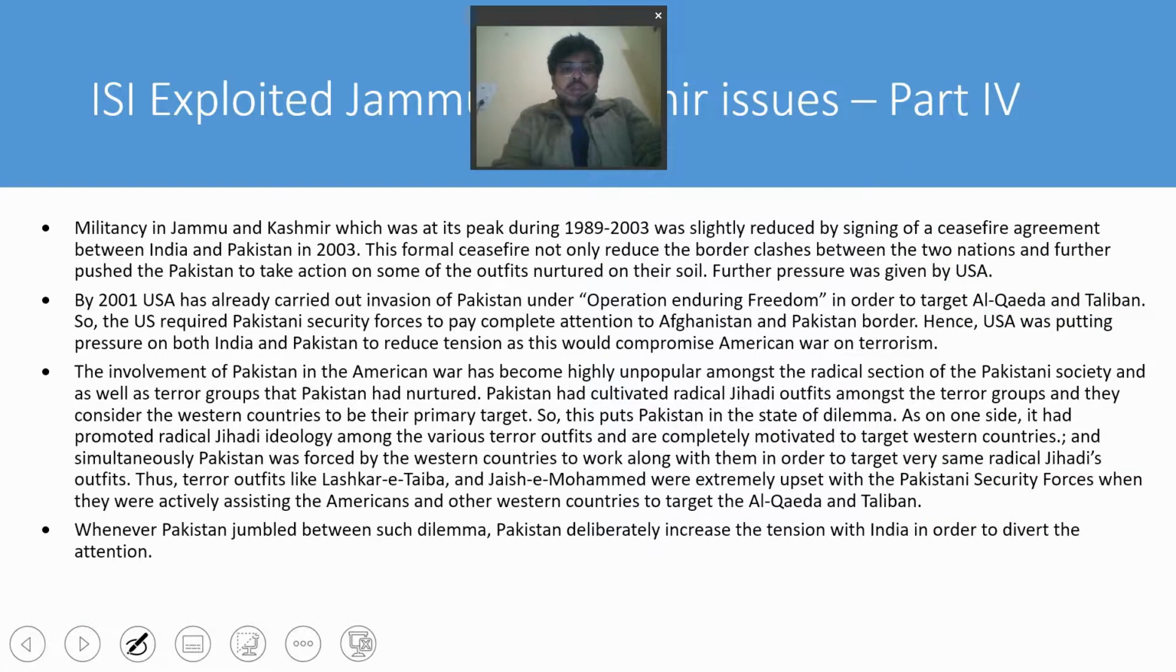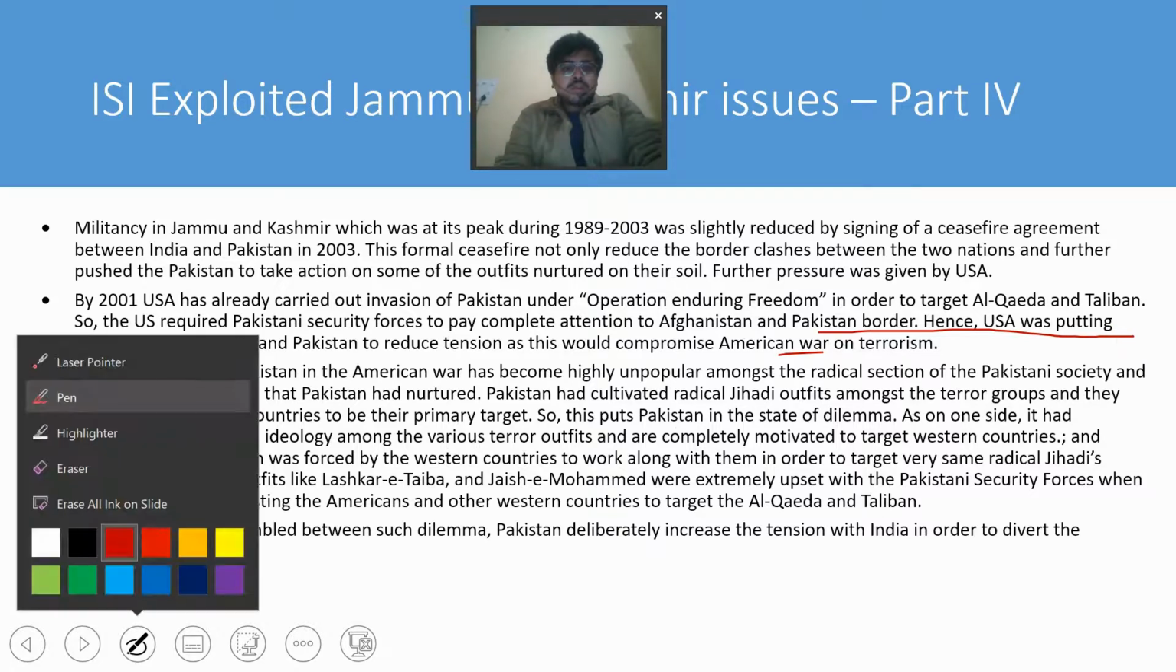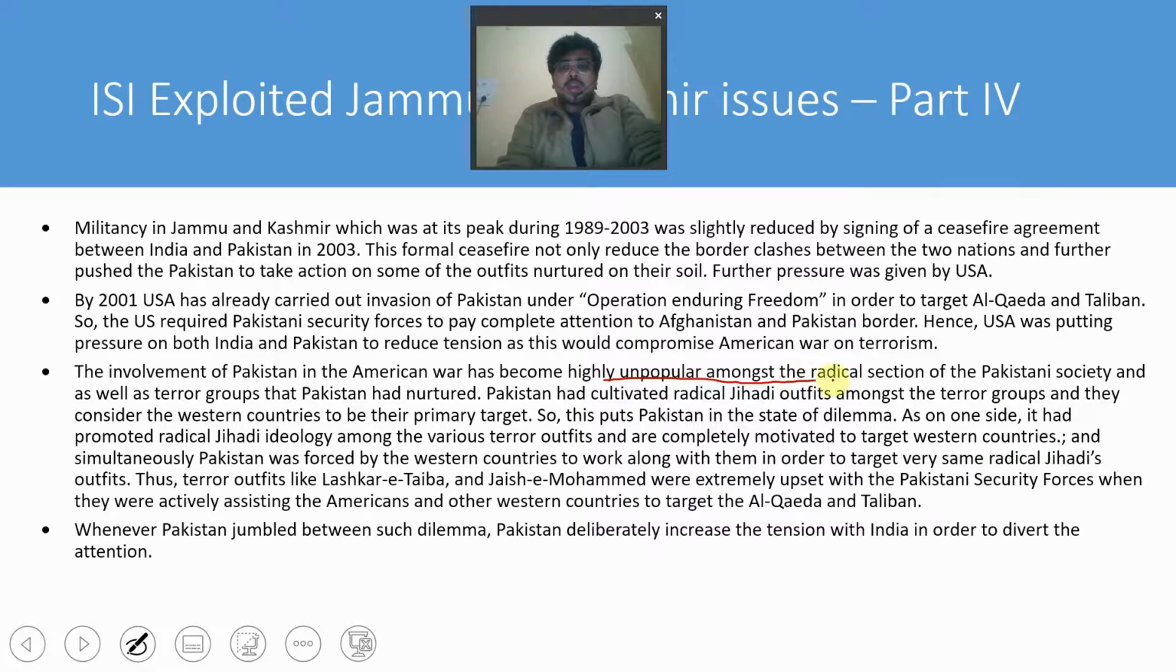So the US required Pakistani security forces to pay attention to the Afghanistan-Pakistan border, hence the USA was putting pressure on both nations. The involvement of Pakistan in the American war had become highly unpopular among the radical section of Pakistani society, as well as the terror groups Pakistan had nurtured. Pakistan had cultivated radical jihadi outfits among the terror groups, and they considered the Western countries to be their primary target. So it was like that. See, Pakistan had its own radical jihadist outfits, and their target was Western countries, okay.